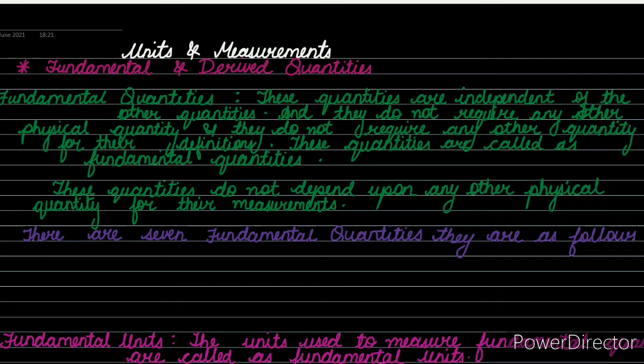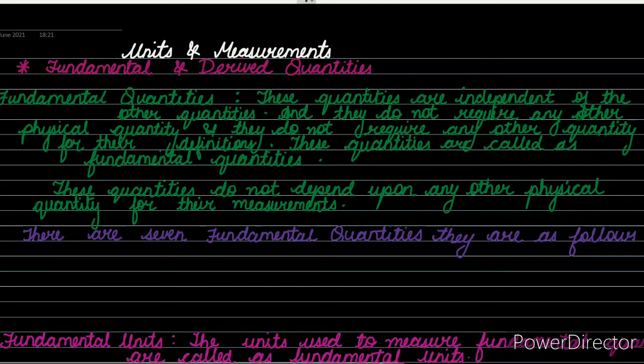A fundamental quantity. These quantities are independent of other quantities and they do not require any other physical quantity for their definitions. Such kind of quantities are called fundamental quantities. These quantities do not depend upon any other physical quantity for their measurements. They are completely independent quantities. So there are 7 fundamental quantities. They are as follows.